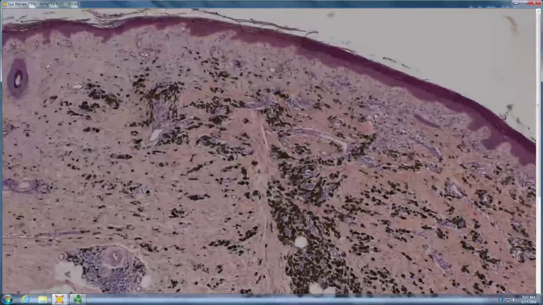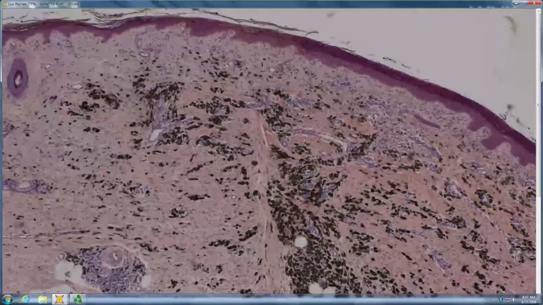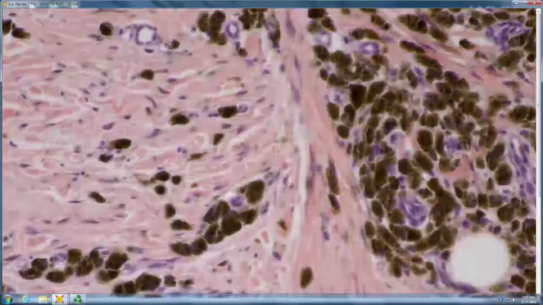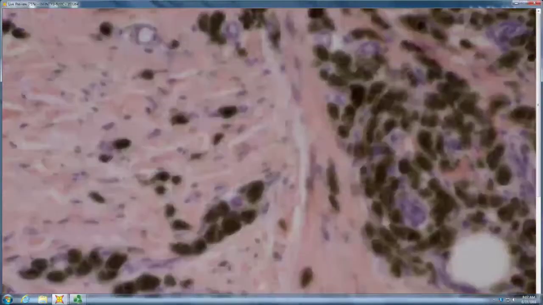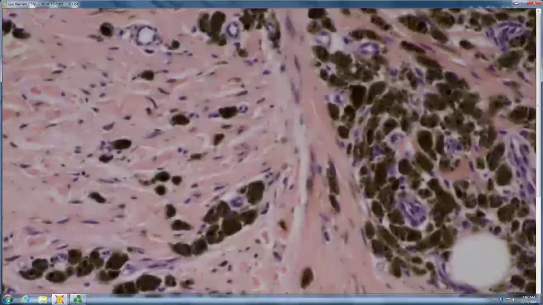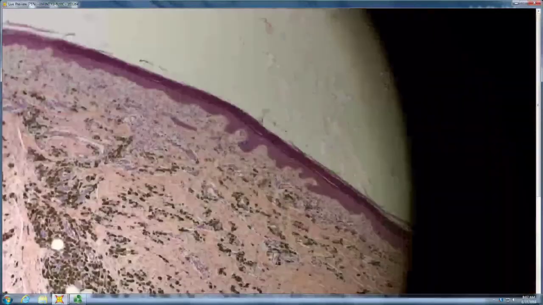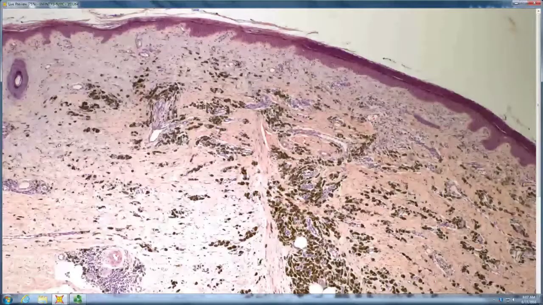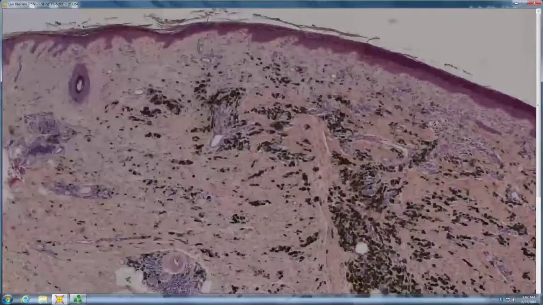Name three brown pigments in skin. Melanin, lipofuscin, hemosiderin. Which one is this? Does it twinkle at all? No. Not really, right? So that's all melanin. How likely is it that this came from something inflammatory? Not likely. So this is tumoral melanosis, which is regressed melanoma.